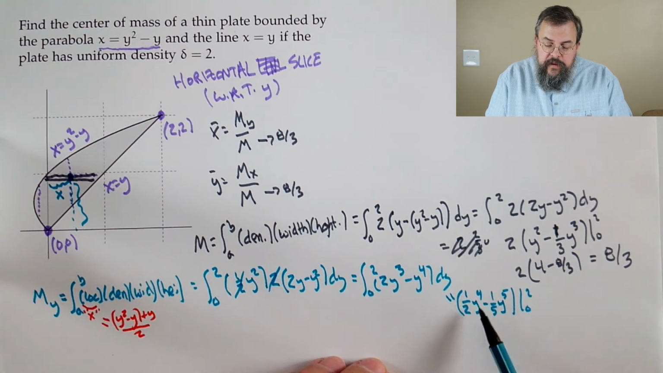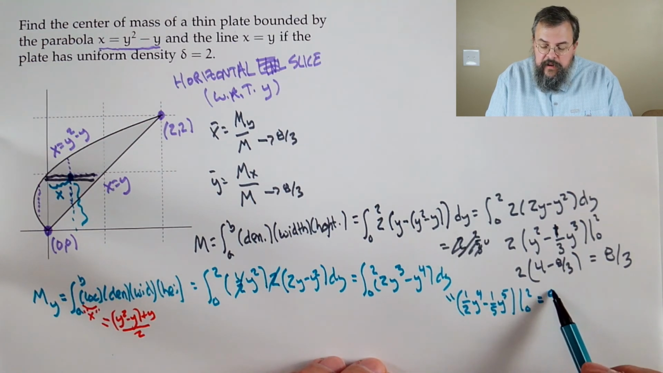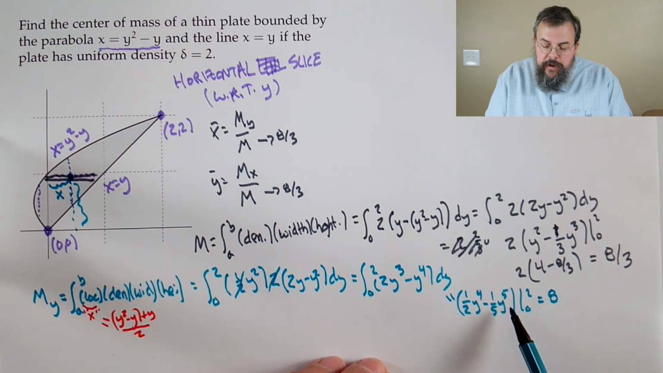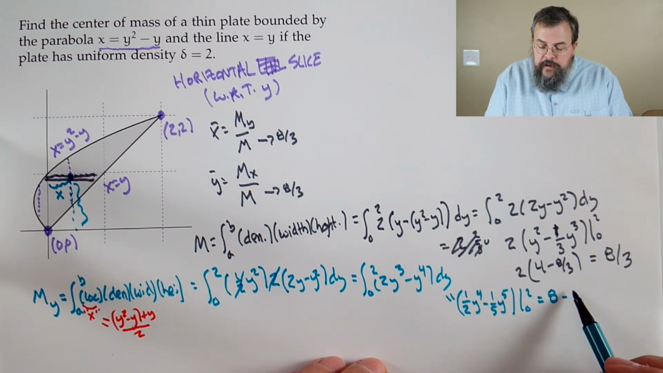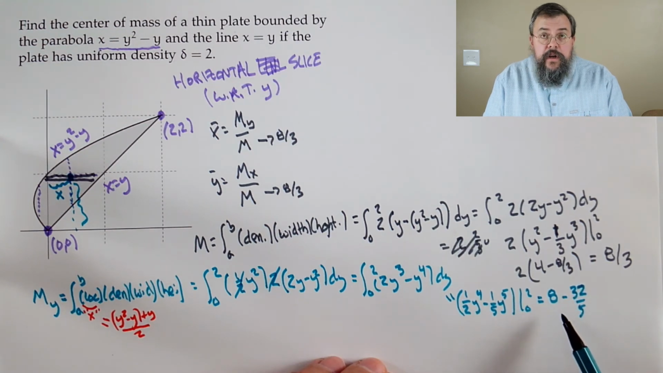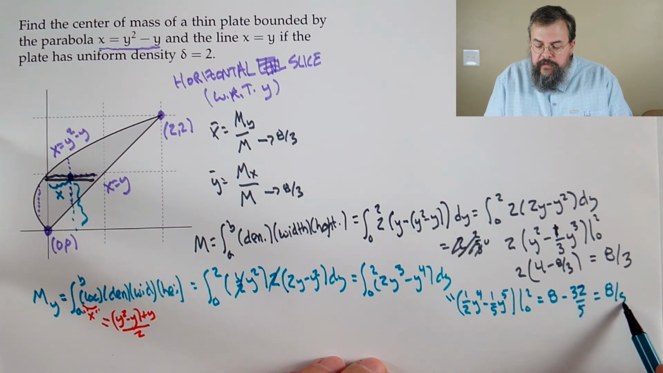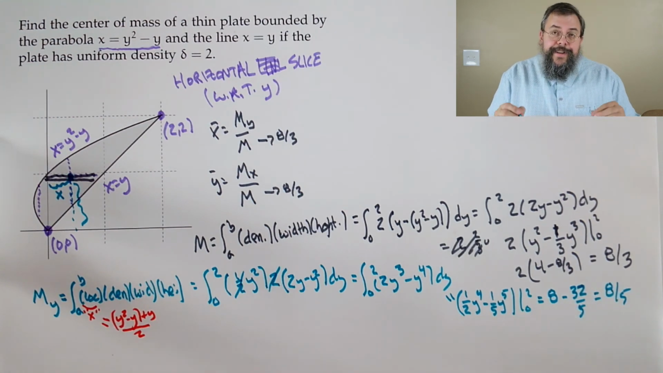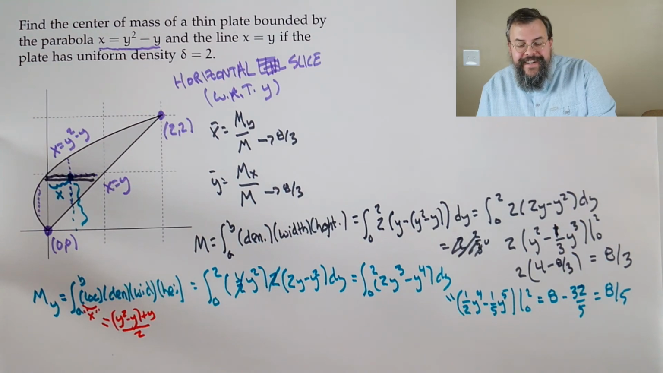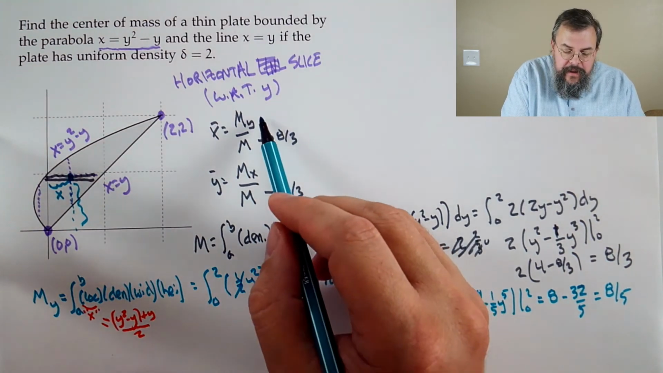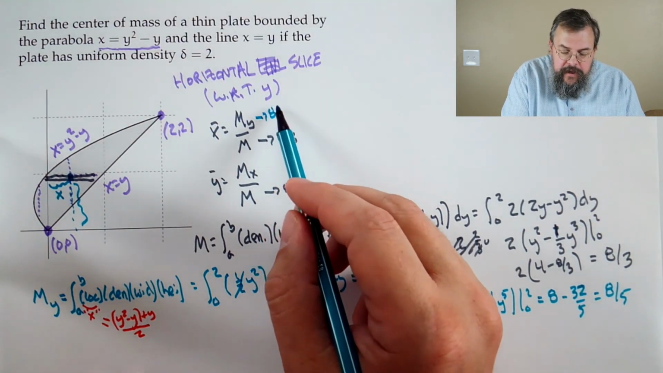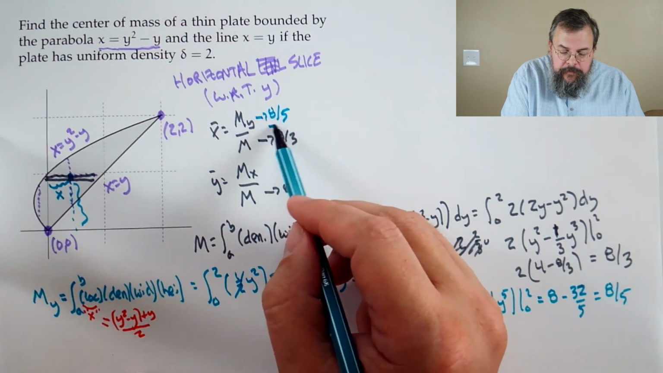2 to the 4th is 16 times a half. That's 8. And now, plug in here. 2 to the 5th is 32, so 32 fifths. Well, 8 is 40 fifths. Subtract 32 fifths, leaves us with 8 fifths. So, that's m sub y, which means this part is 8 fifths.